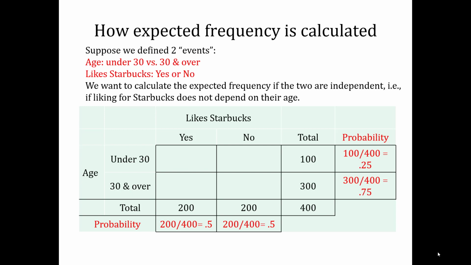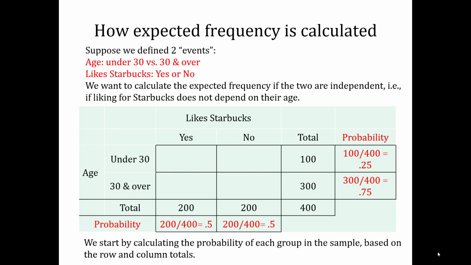Here's what a crosstab of the two variables might look like. The columns represent liking for Starbucks and the rows represent the age groups. The row totals show the number of people in each age group, 100 and 300, and the column totals show the number of people in the like and don't like groups, 200 and 200. We start by calculating the probability of each group in the sample.